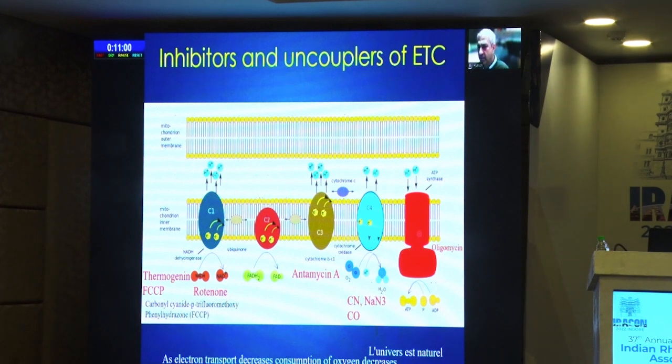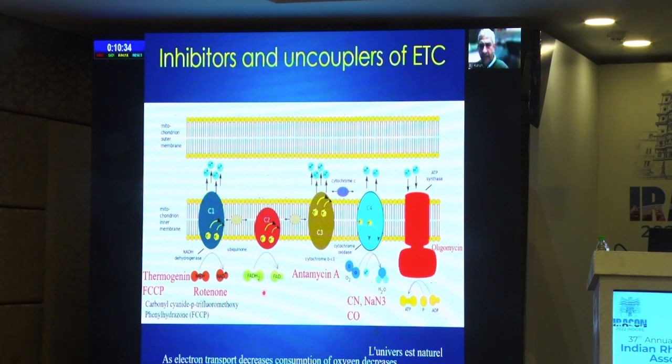Oligomycin inhibits ATP synthase. It prevents the flow of protons through the ATP synthase, and therefore there will be no synthesis or decreased synthesis of ATP. There will be an increased amount of ADP. This ADP will go into the TCA cycle, as we can see later.